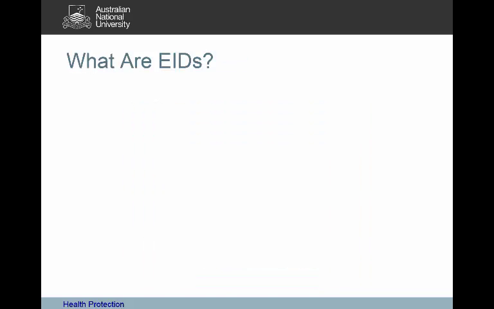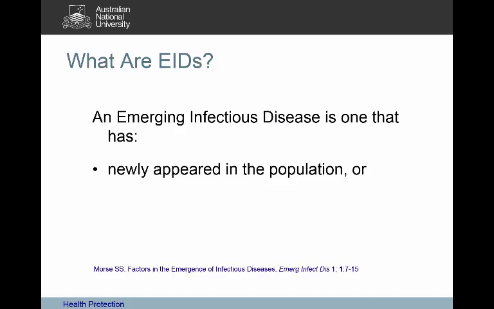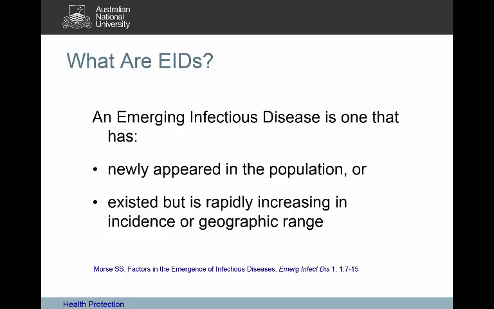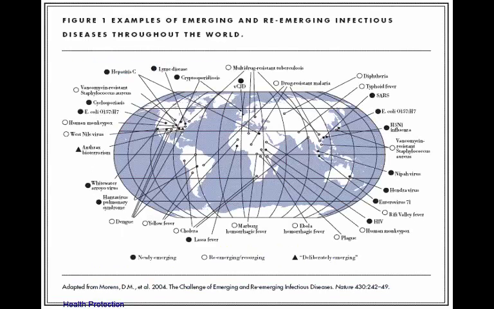So what are emerging infectious diseases? An emerging infectious disease is one that has newly appeared in the population or existed but is rapidly increasing in incidence or geographic range. And here's a picture from a landmark report in Nature in 2004, showing examples of emerging and re-emerging infectious diseases throughout the world. There's a range of different ones. You can see in Australia there's a dot there for Hendra virus, and we have Nipah virus in Malaysia, H5N1 in Hong Kong. So there's a range there. Please feel free to have a look at that, and we can talk a bit more about that on Monday.